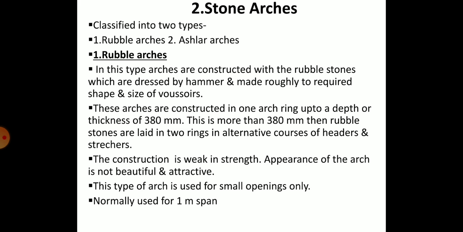If the thickness or the depth is more than 380 mm, then the rubble stones are laid in two rings in alternate courses of headers and stretchers. The construction in this type of arch is weak in strength. The appearance of the arch is not so beautiful or attractive. And this type of arch, rubble arch, is used for small openings.